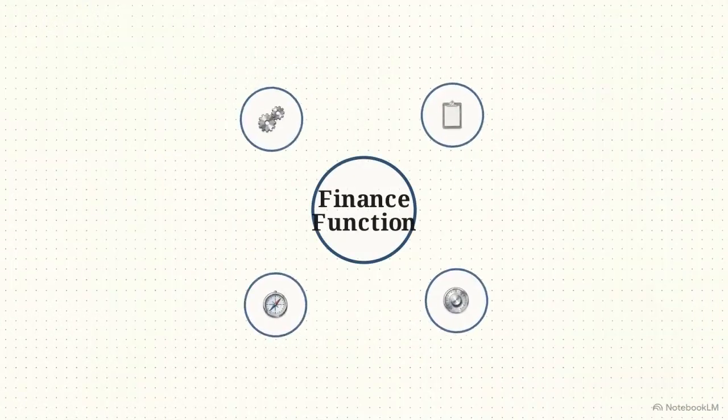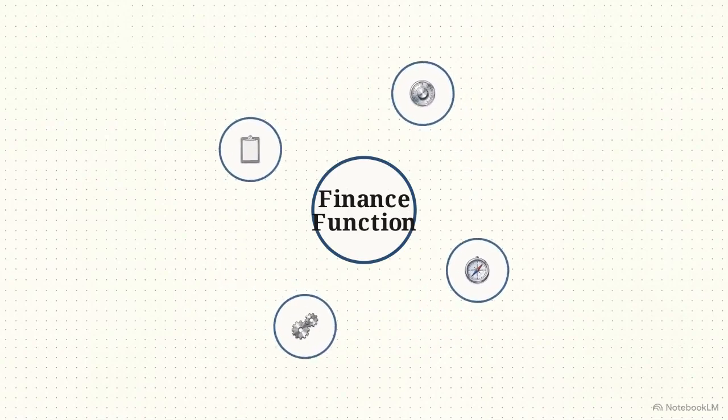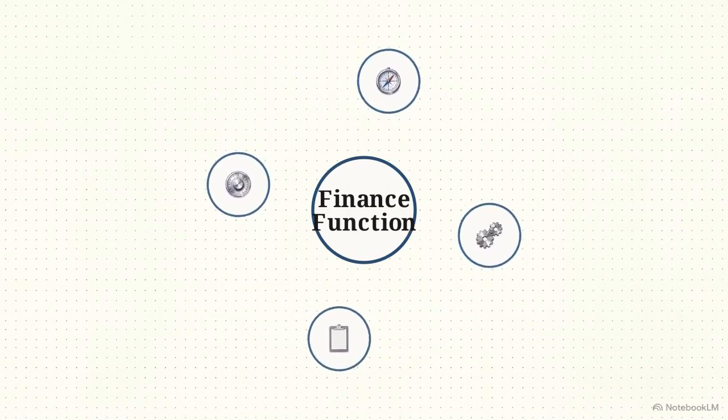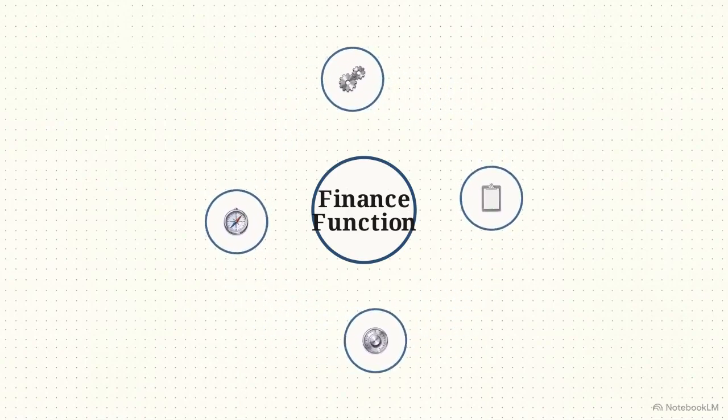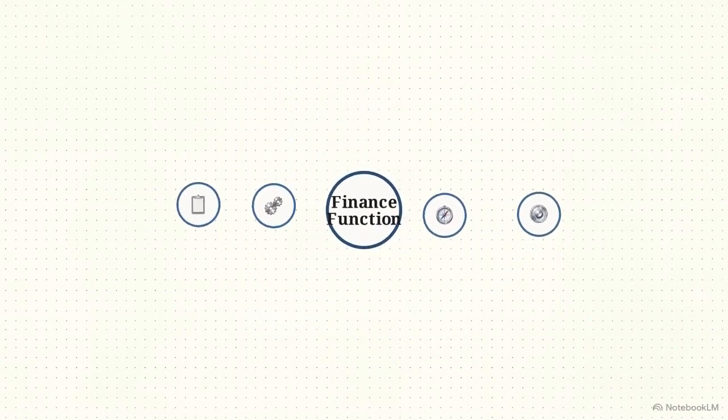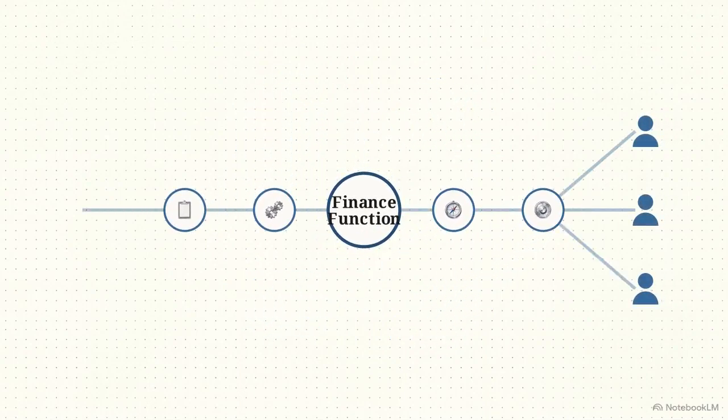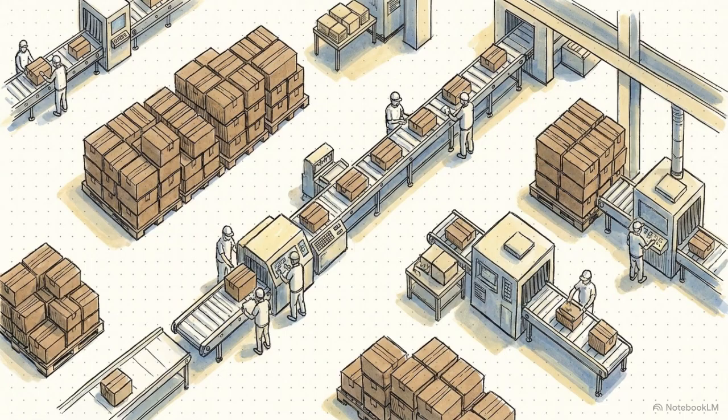To manage that function, a business executes 4 core activities. They must plan, organize, direct, and control the flow of money. These activities apply specifically to the procurement of funds, the internal utilization of that capital, and the distribution of earnings to owners. But how do these abstract management concepts translate into the day-to-day survival of a company?